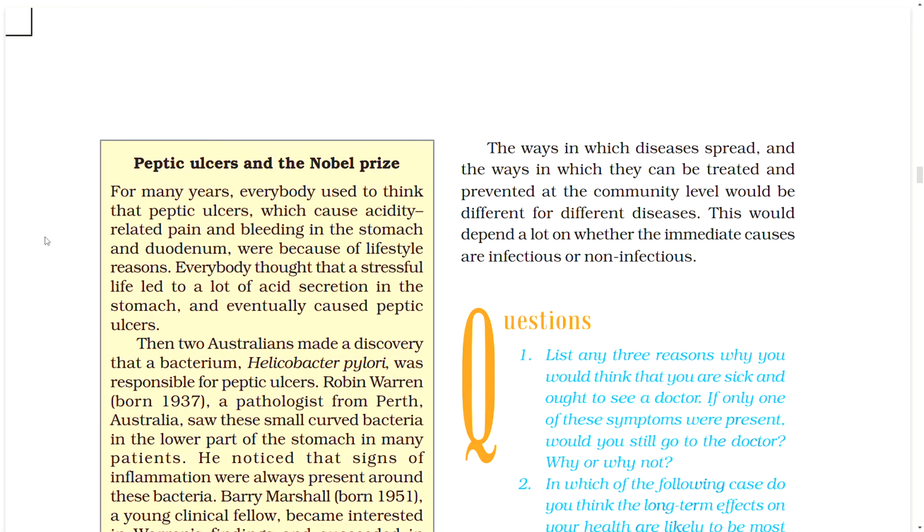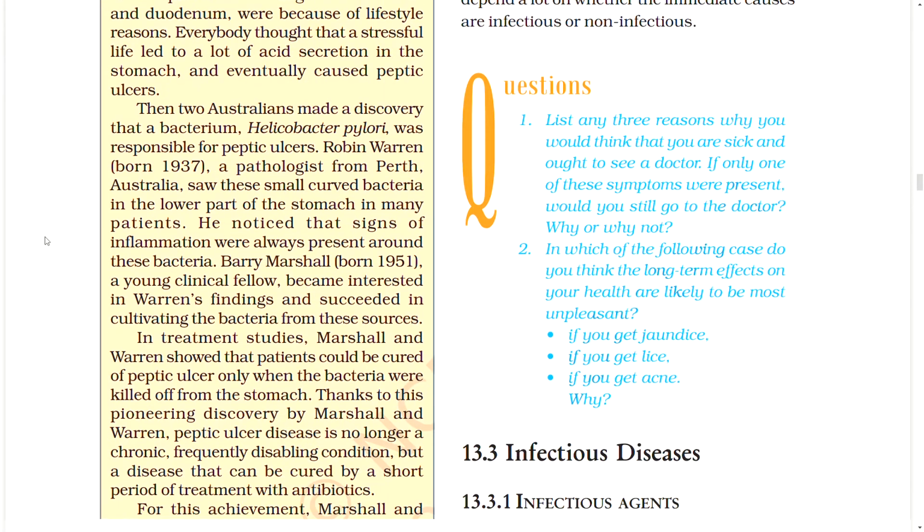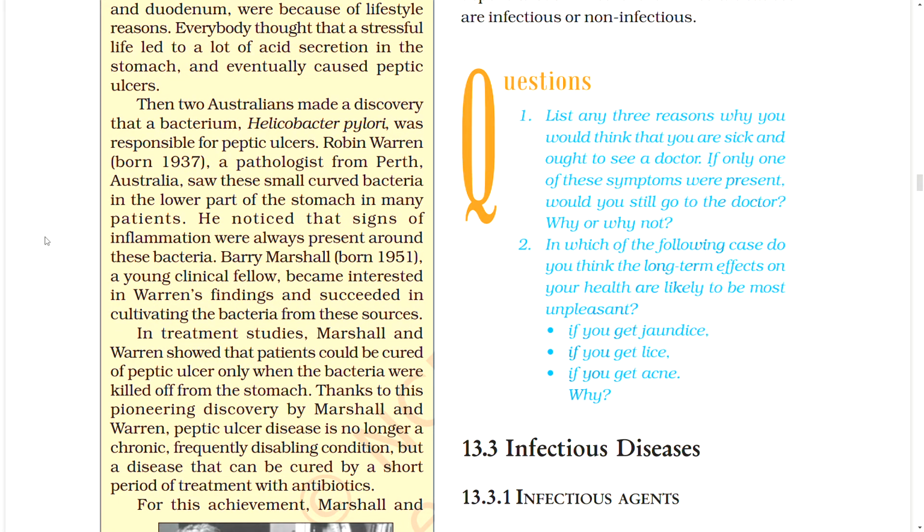The way in which diseases spread and the ways in which they can be treated and prevented at the community level would be different for different diseases. This would depend a lot on whether the immediate causes are infectious or non-infectious. Questions 1, 2. Comment on this.